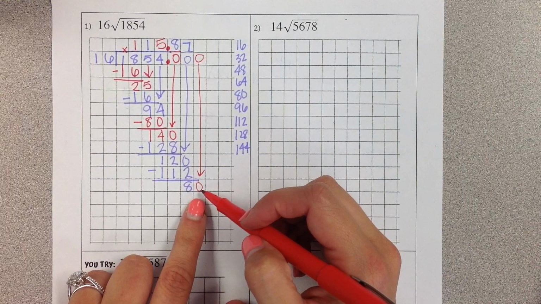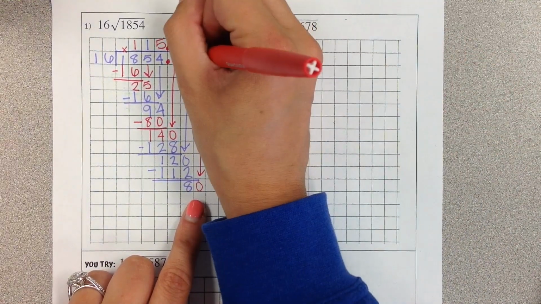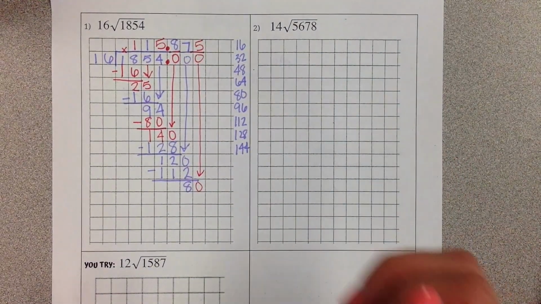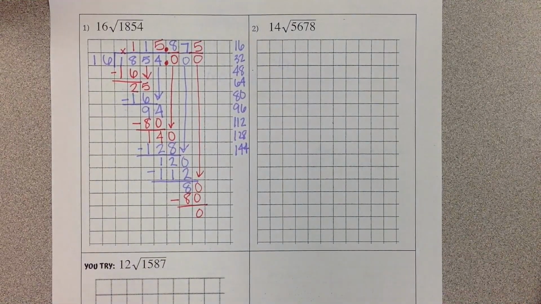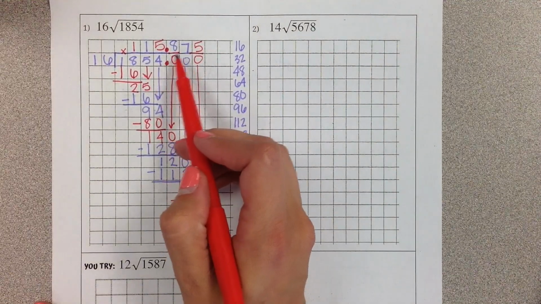How many times does 16 go into 80? Goes in 1, 2, 3, 4, 5. It actually works out that it goes in 5 times exactly. 16 times 5 is 80. Subtract. 80 minus 80 is 0. So now we have a remainder of 0. We went to 3 decimal points.